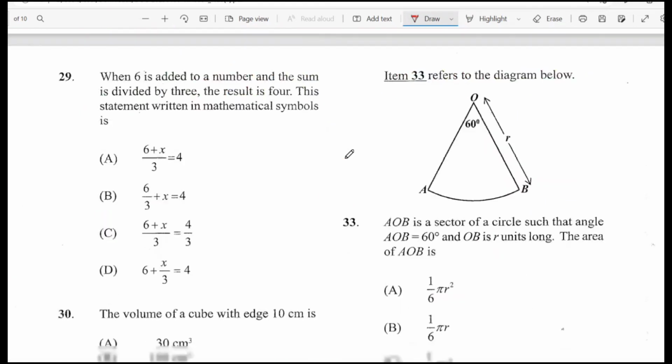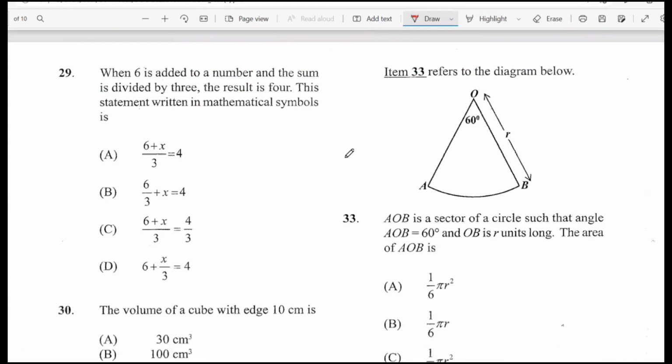Number 29. When 6 is added to a number and the sum is divided by 3, the result is 4. This statement written in mathematical symbols is, all right, one has to just take their time, read the question. So we're at 29. We're going to follow the key things here.